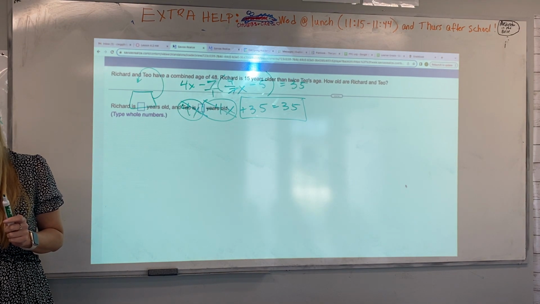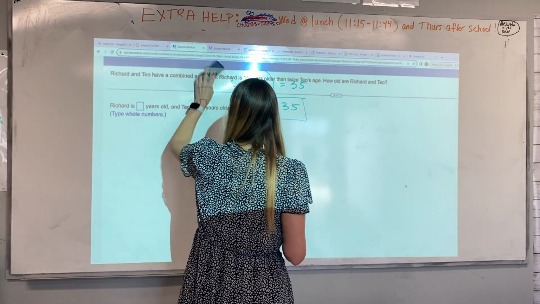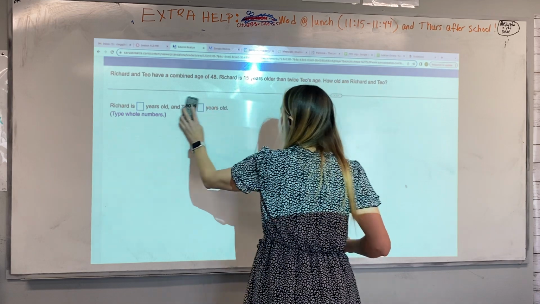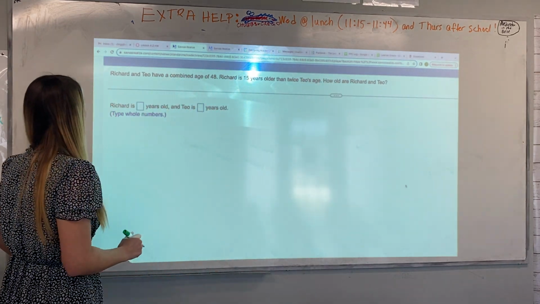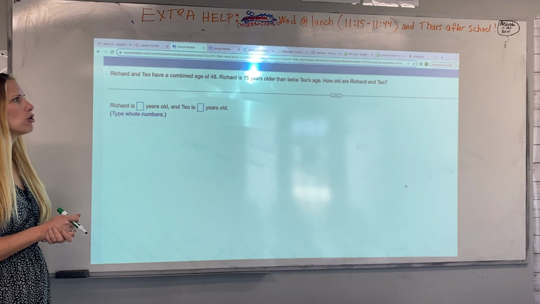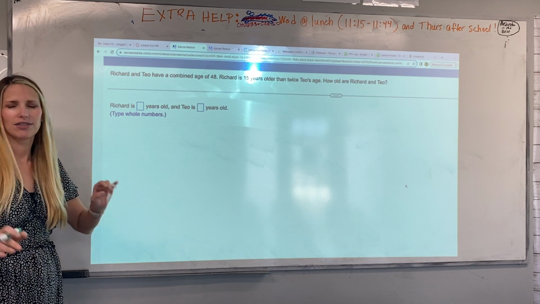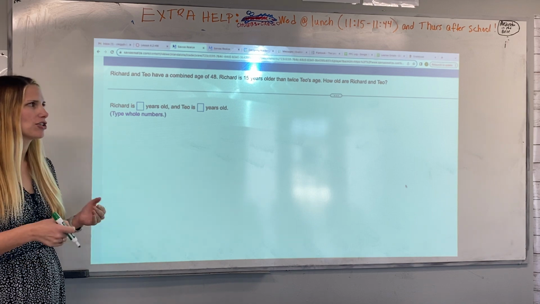All right, this is the last one. It's a tiny baby word problem that we have to interpret and write some equations, okay? Richard and Teo have a combined age of 48. Richard is 15 years older than twice Teo's age. That's complicated. How old are Richard and Teo?